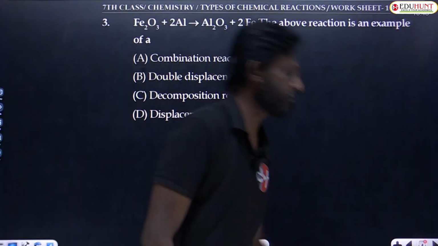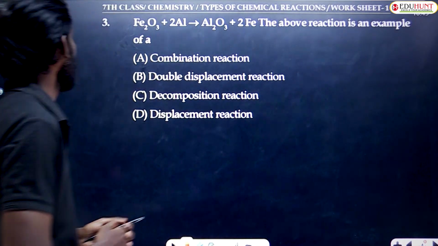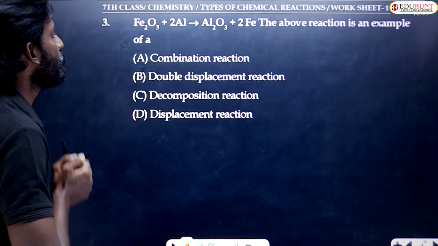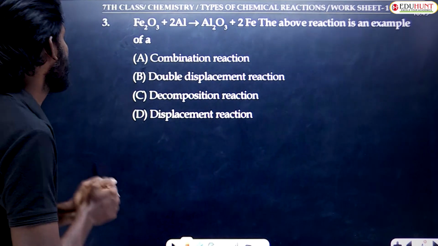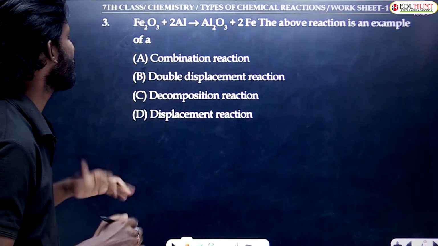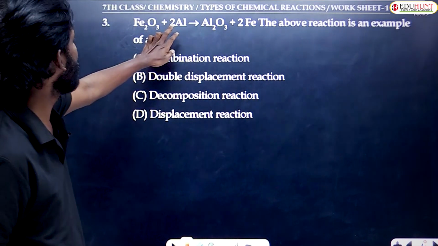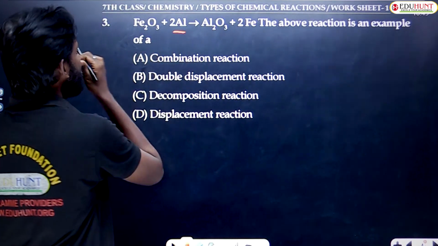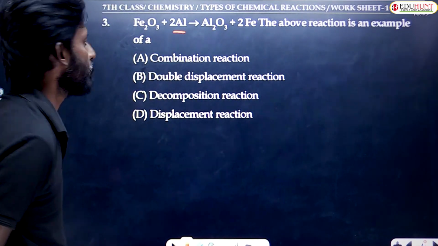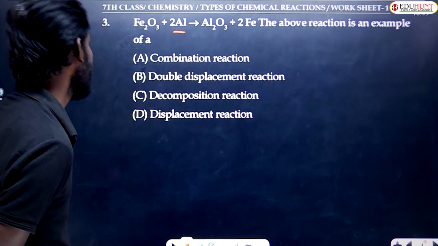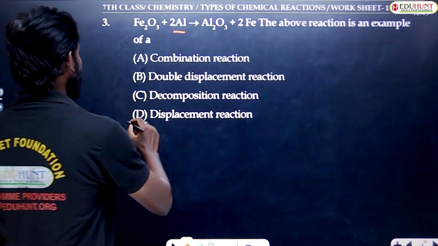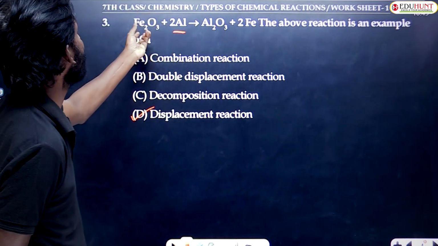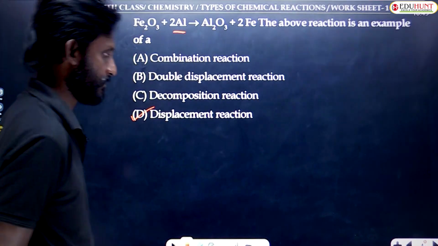Question number 3. Fe2O3 plus Al gives rise to Al2O3 plus Fe. The above reaction is an example of displacement. Aluminium displacing iron from Fe2O3. Of course, it's a redox type of reaction, but in redox, it is a displacement type of redox. Here, aluminium has displaced iron from iron oxide.